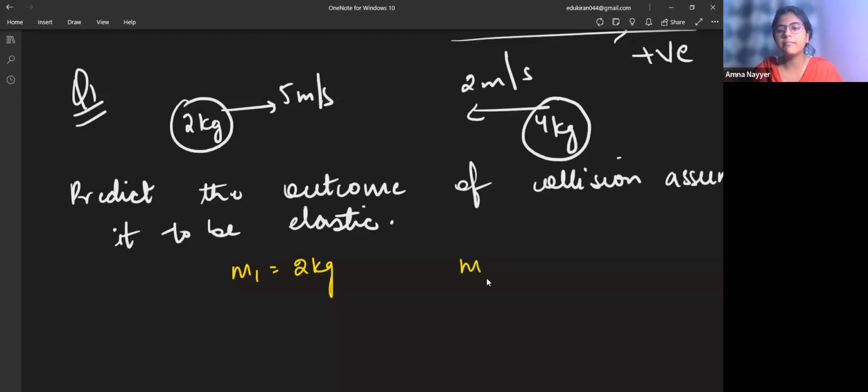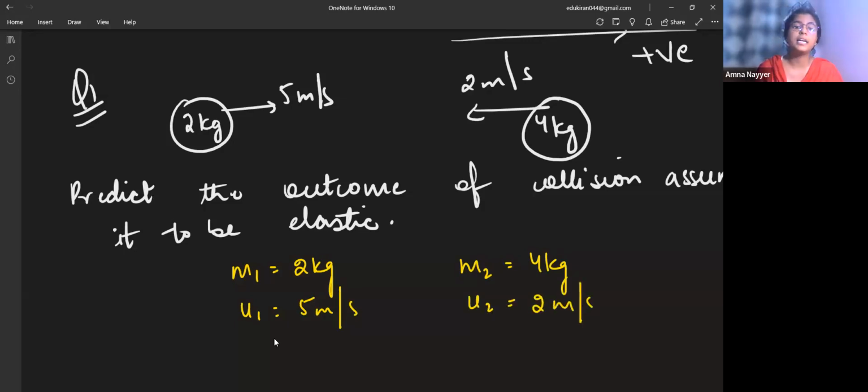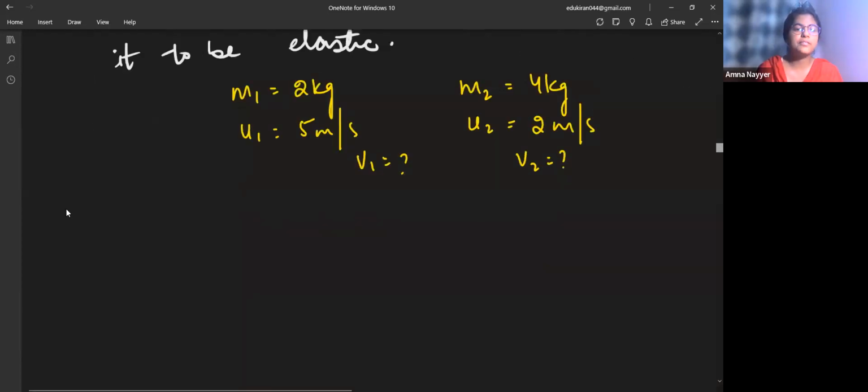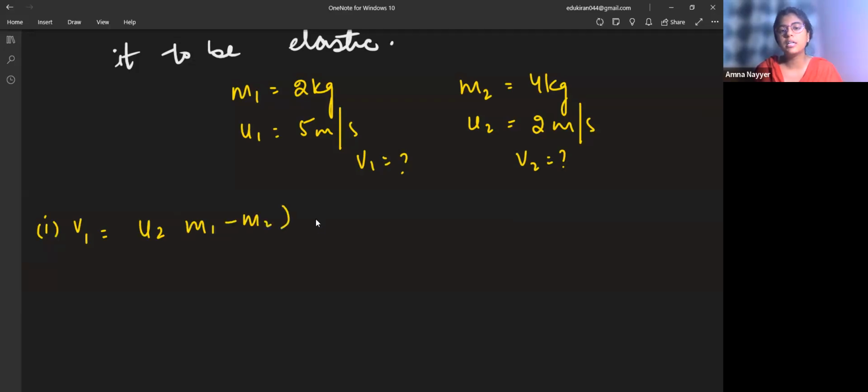2 kg is M1, 4 kg is M2. Initial velocity is 5 meter per second. Initial velocity is 2 meter per second. For predicting the outcome, we have to have the values of V1 and V2. So firstly, let us find out this V1. What was the formula? V1 equals ((M1 minus M2) U1 plus 2 M2 U2) divided by M1 plus M2.